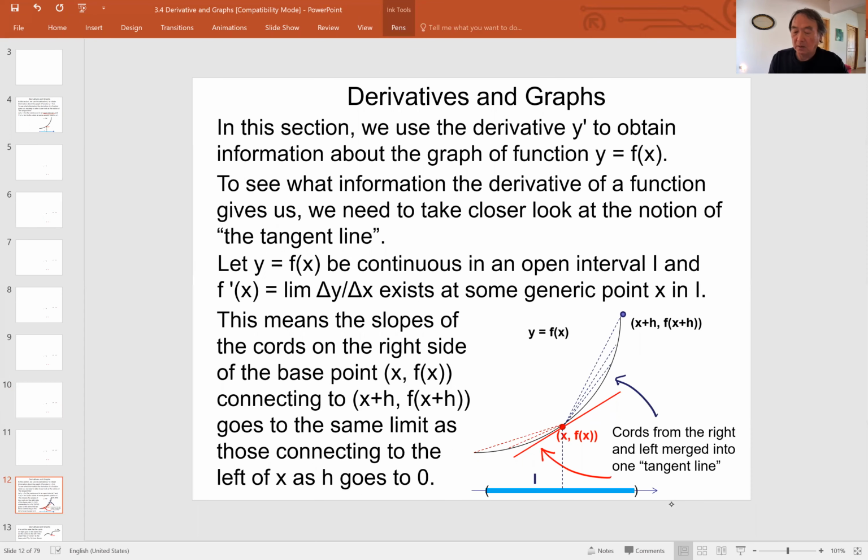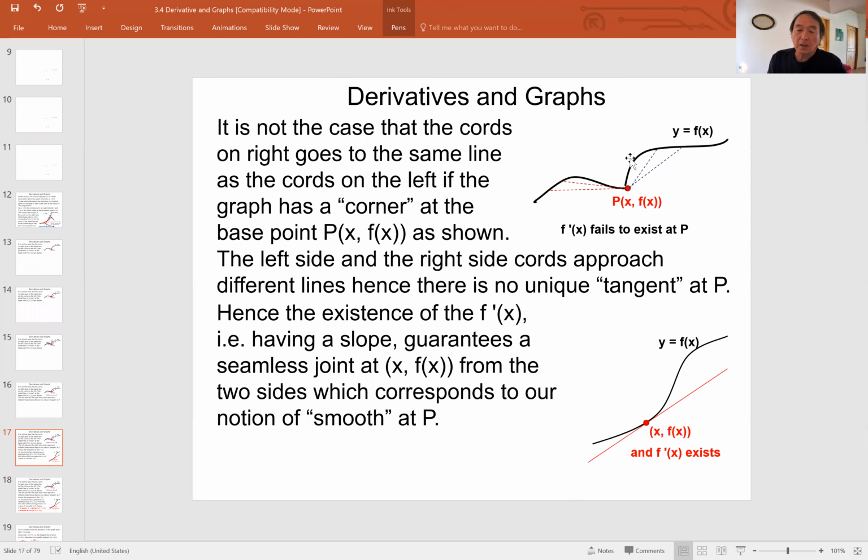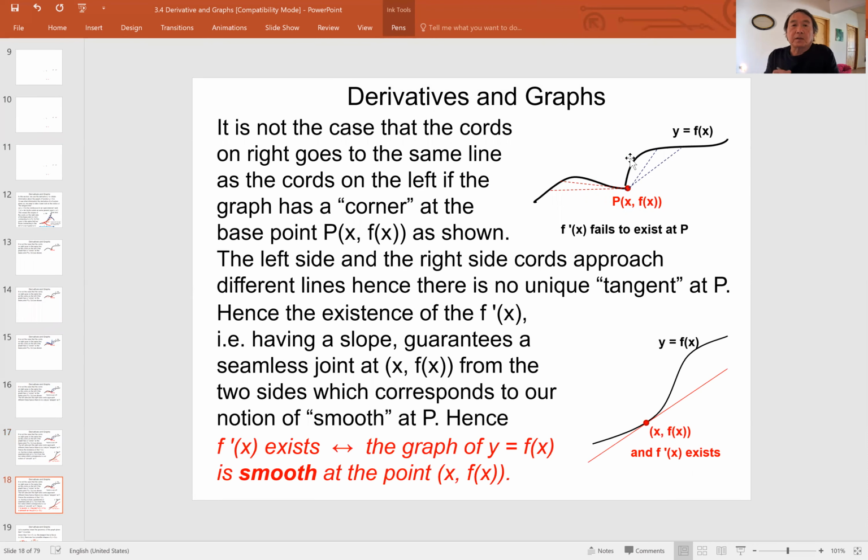In particular, if the derivative doesn't exist, it means coming from the right and coming from the left, I will obtain two different tangent lines. So it forms a corner there. So the geometry is that if the derivative exists at a point, then the graph is going to be smooth around the neighborhood left and right of that point.